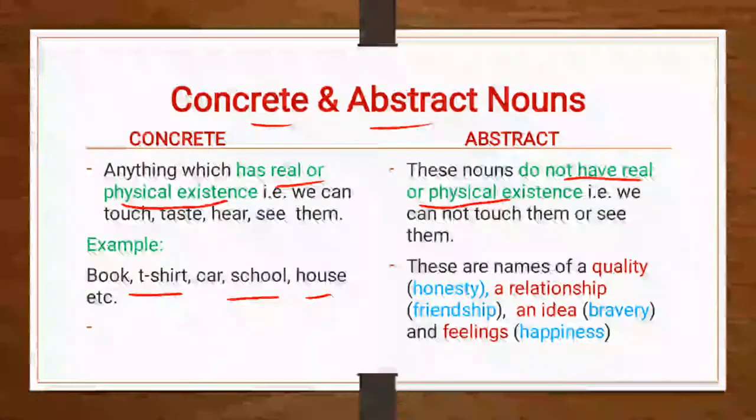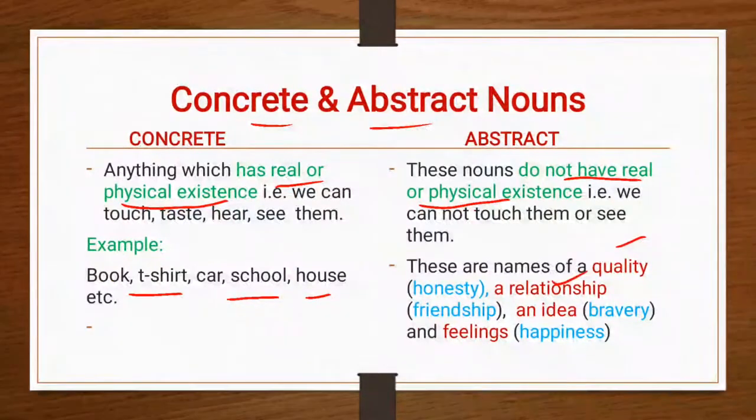Whereas abstract nouns include the name of a quality, a relationship, an idea, or a feeling. Example: honesty, friendship, bravery, and happiness. We cannot touch them, we cannot see them, we cannot taste them or hear them, but we can only feel them. And such words are considered abstract nouns. I hope now you have understood the difference between concrete and abstract. Now let's talk about common and proper noun.